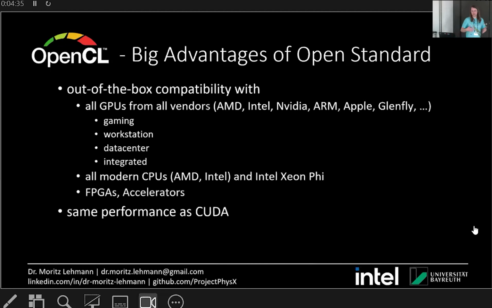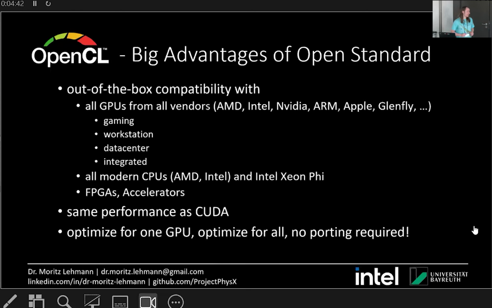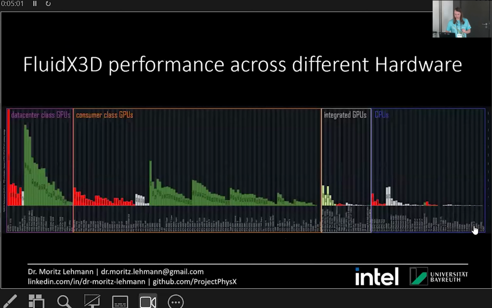The performance, if you really optimize it, is identical to CUDA. There's no drawback in performance. The great thing is you only need to optimize your code once, and then it is optimized across almost all GPUs. Of course, there are some differences when it comes to very special instructions, but general optimization techniques are the same. And you don't have to port the code anywhere because it's just out of the box compatible.